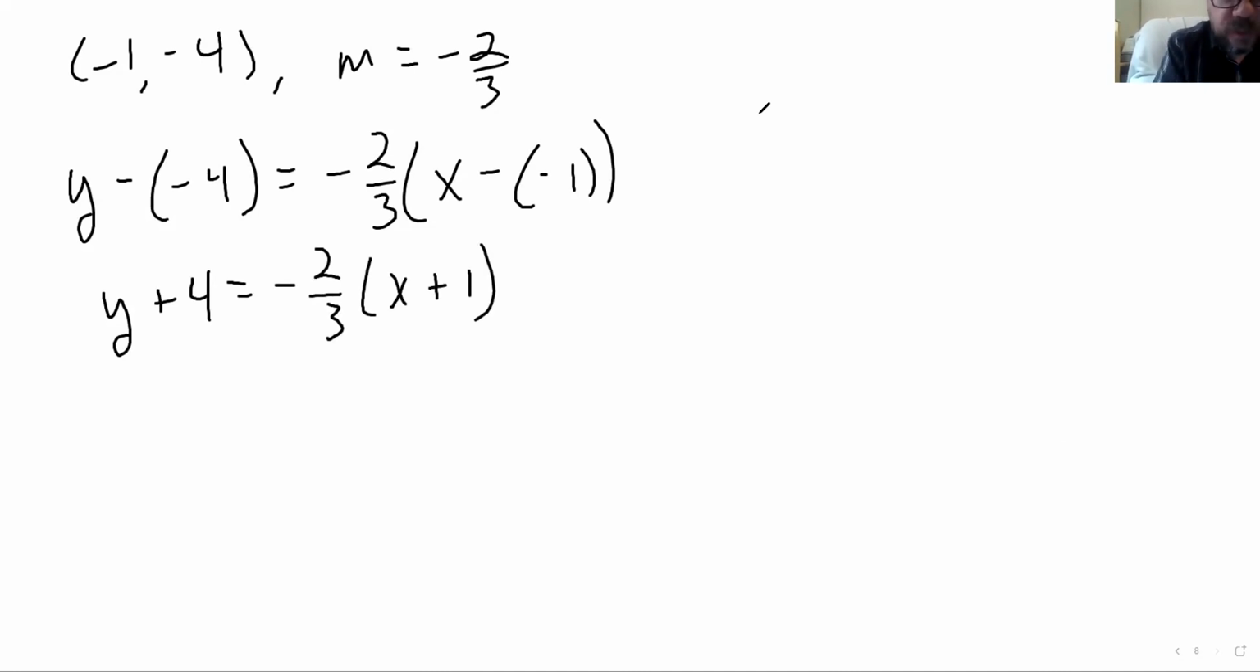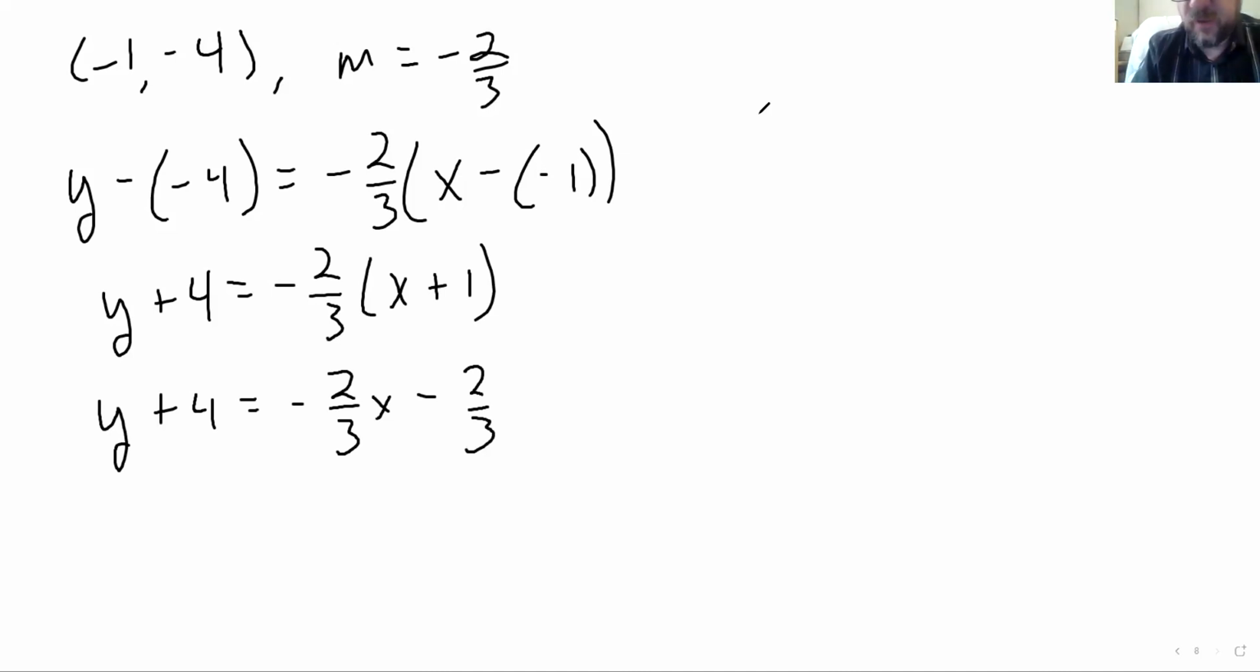I'll go ahead and distribute the minus 2/3 and move the 4 over and get it all into slope-intercept form. Minus 2/3 x minus 2/3. Subtract 4. Now I'm going to go off to the side for a second here. Ooh, that's moving my whole whiteboard. That's not what I wanted to do.